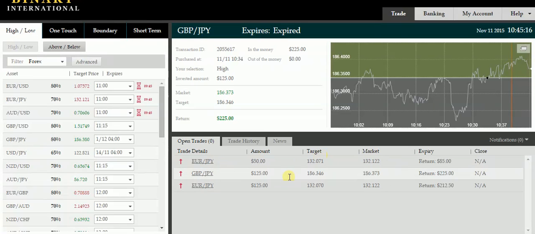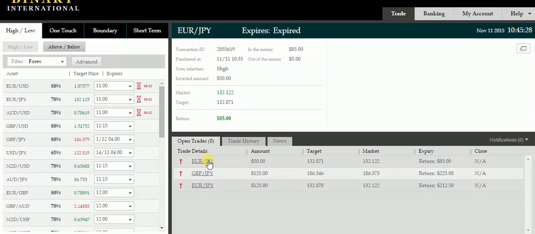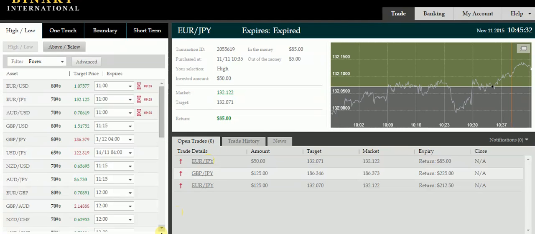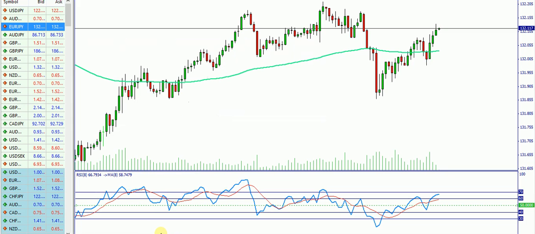So this has enabled us to recover our previous loss on that other trade that we took on Aussie US dollar, and this has also expired in the money. So we have 3 trades that expired at the same time in the money. So let's go back to our chart to show you what happened here.